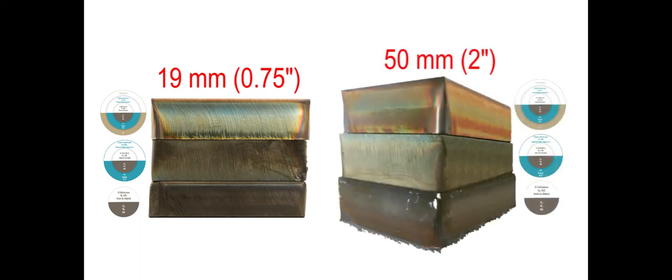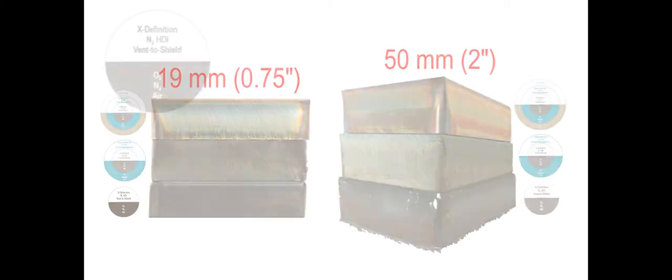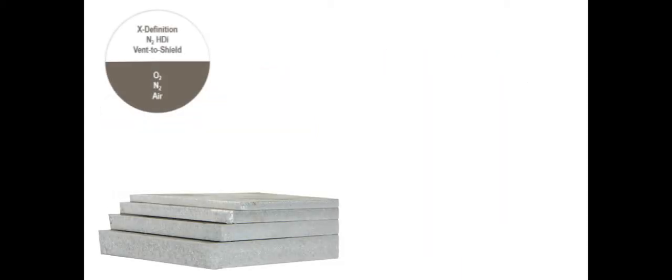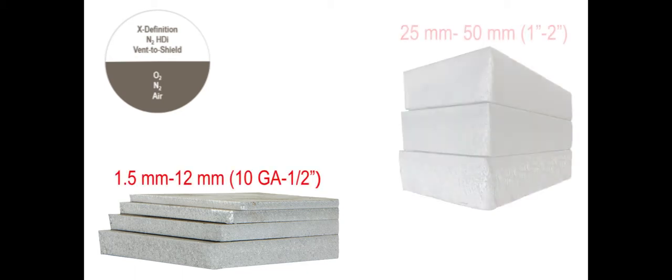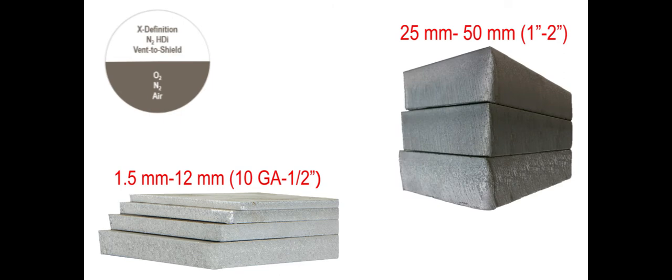Thicker stainless steel, ranging from 19 to 50 mm or 3/4 to 2 inches, can be cut using the air-air or nitrogen-nitrogen process. However, improved quality in these ranges is available using the vented water injection or OptiMix consoles. Aluminum cutting is also supported via the air-air or nitrogen-nitrogen process over a range of 1.5 to 50 millimeters, 20 gauge to 2 inches, with good quality. Improved results in the thicker material ranges again are found when using the vented water injection or OptiMix consoles.